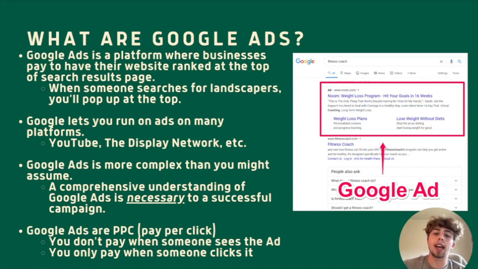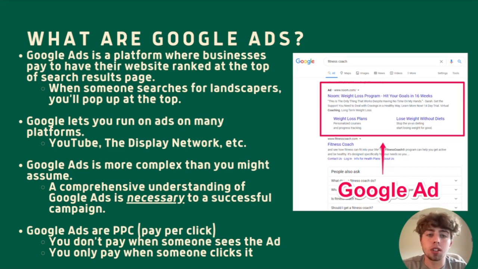So Google lets you run ads on many platforms. You can actually run YouTube ads, those little videos at the start that you can see skip ad. Those are YouTube ads, and you can run those through the platform that I'm going to be showing you today. You can also run ads on the display network, which is any website that allows Google to show ads on their website. You can put ads there as well.